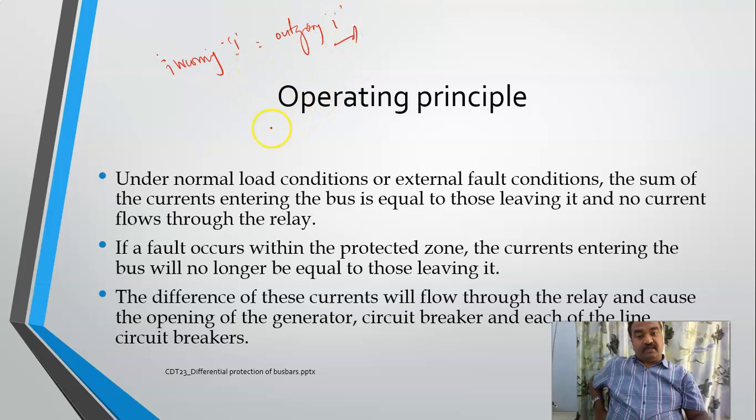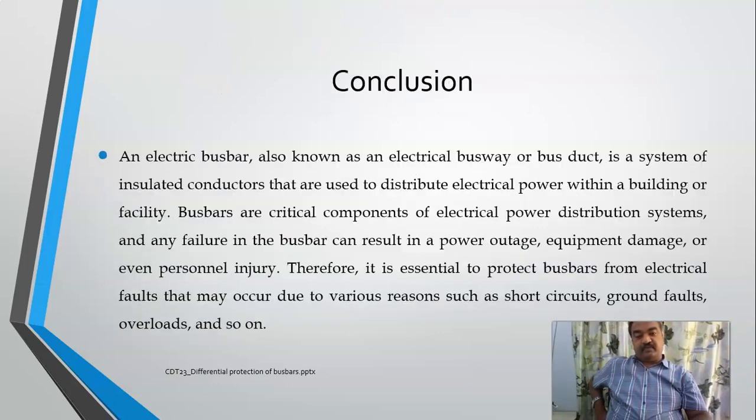But if the fault occurs within the protected zone, then the currents entering the bus will not be equal to the current exiting the bus. The difference of these two currents will flow through the operating coil of the relay and cause the opening of the generator circuit breaker and each of the line circuit breakers. So that is going to be a big problem.